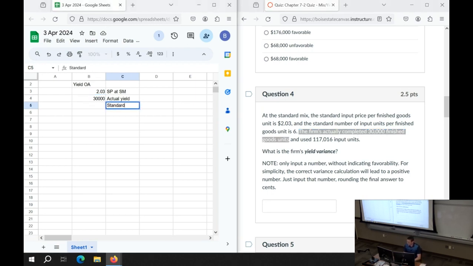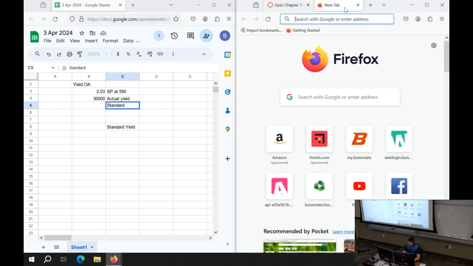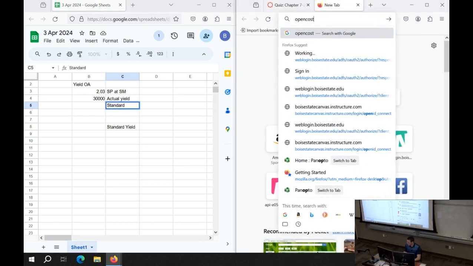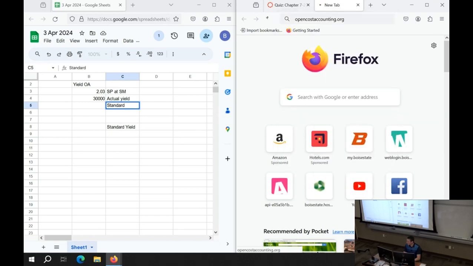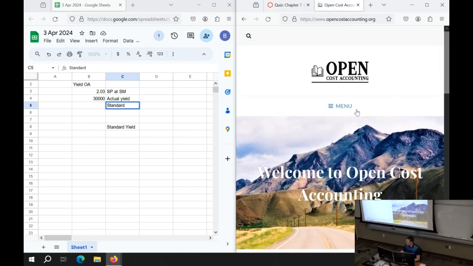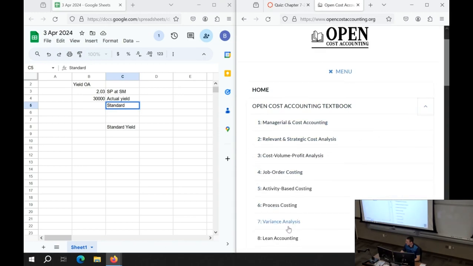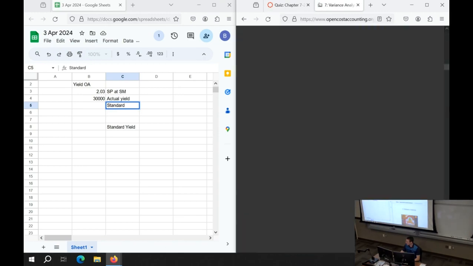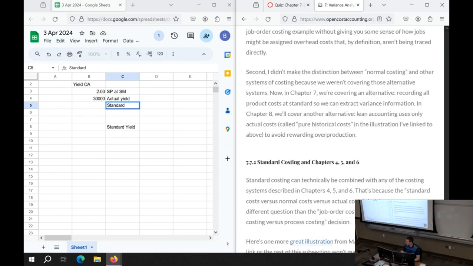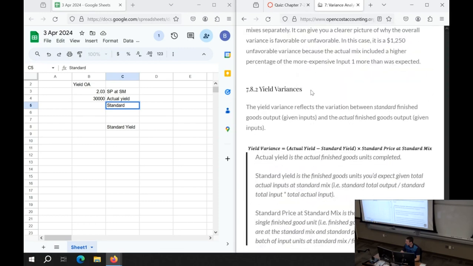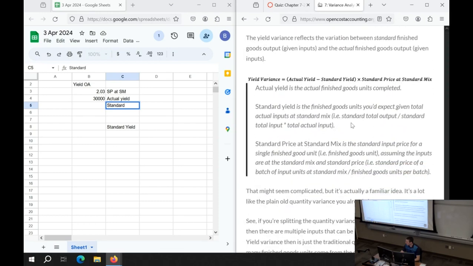Now the standard yield, in fact, we're going to move that down. We have to figure out based on standard. Let me use the terminology from the book. Make sure I'm not saying it so differently it confuses. This is right here, standard total output per standard input unit.